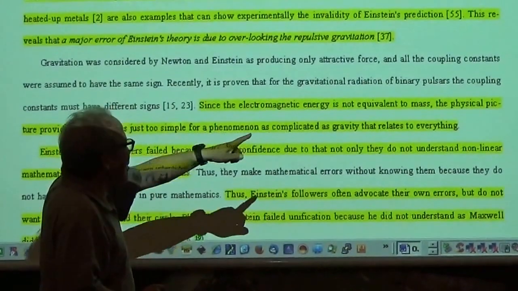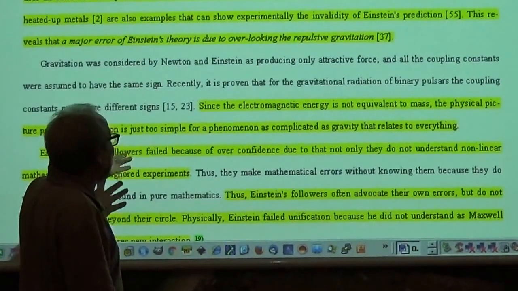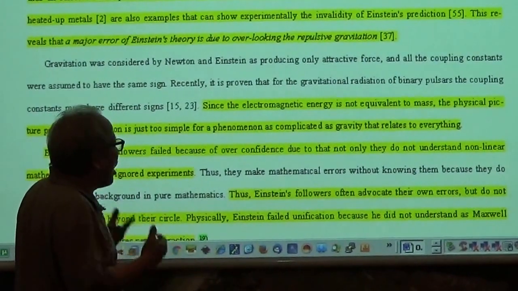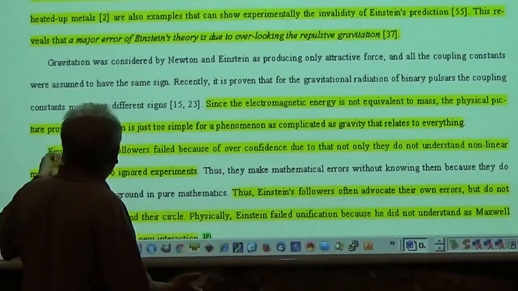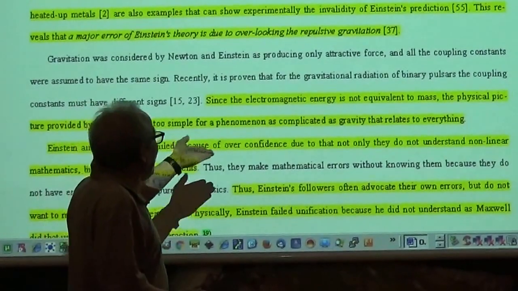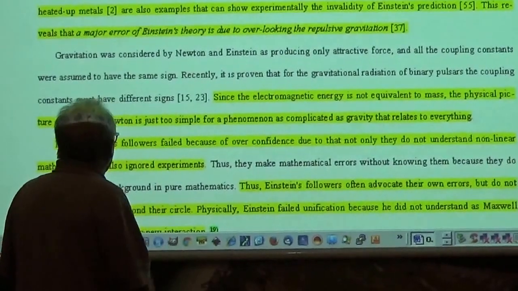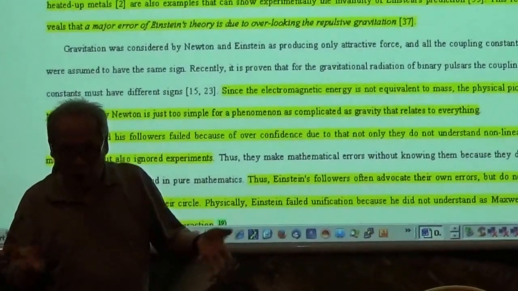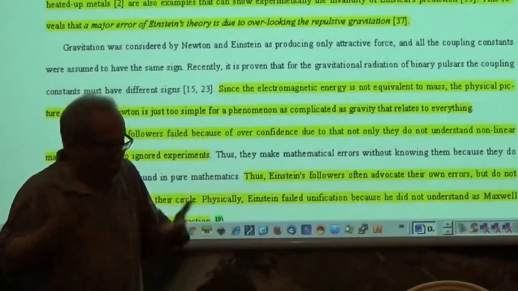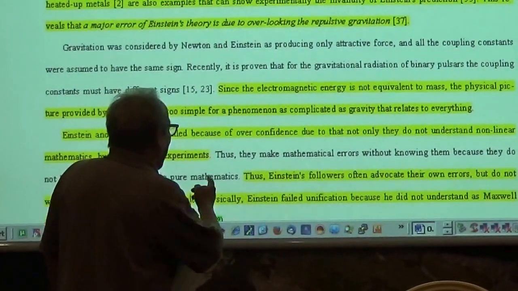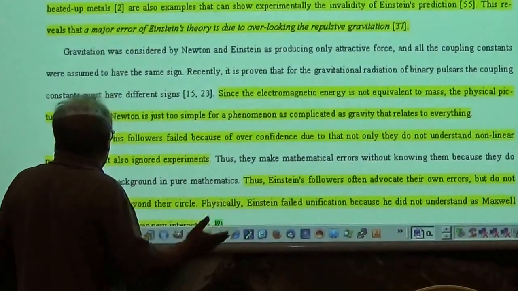Since electromagnetism is not equal to mass, the physical picture provided by Newton is just too simple for a phenomenon as complicated as gravitation, which relates to everything. Einstein failed because they are overconfident, since they not only do not understand nonlinear mathematics, but also ignore experiment. They don't do experiments. They thought they could think of everything through. That's the problem.